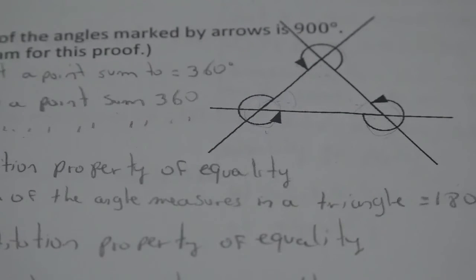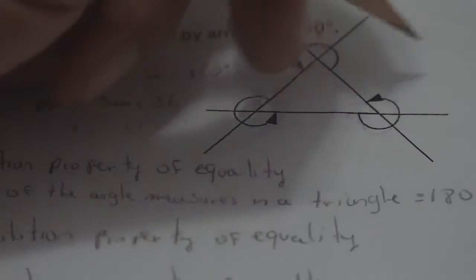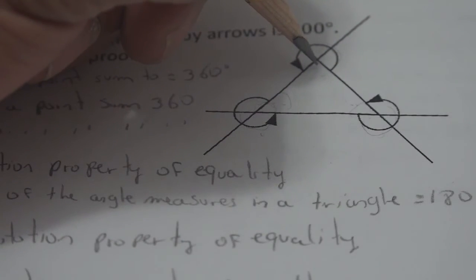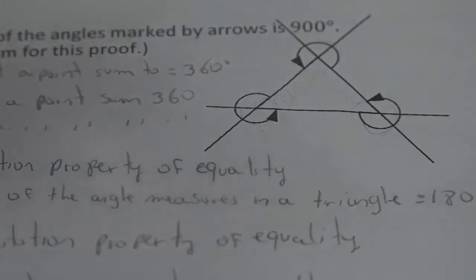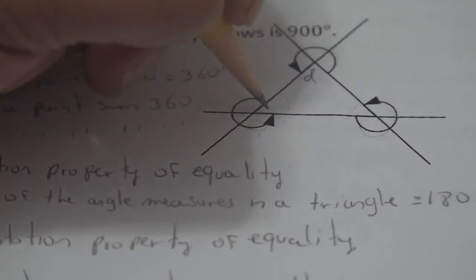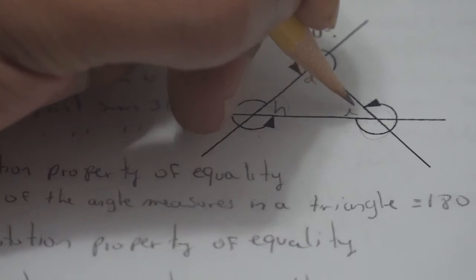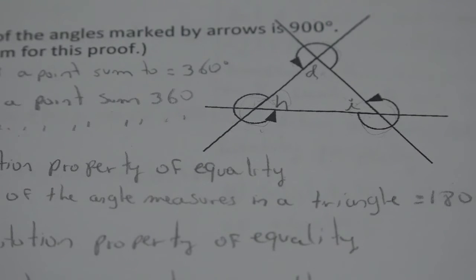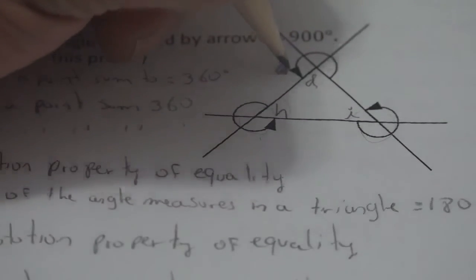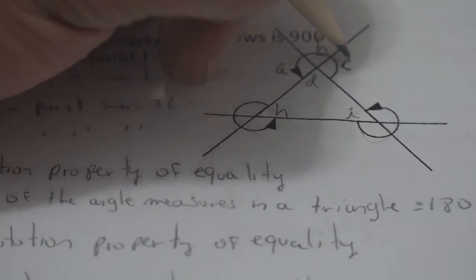Okay. So basically, let's label this. How do you want to do this? Let me see now. Let's label this DHI. Okay, and now let's label. I'm going to use the same pen. Oh man, the lead is bad on this one. The lead is good on this one. I'm going to label this A, B, C.